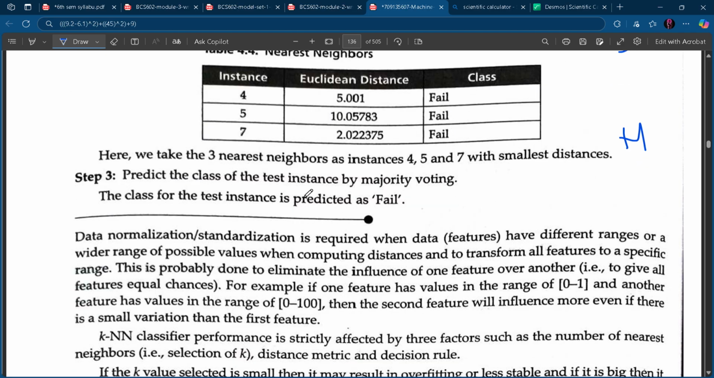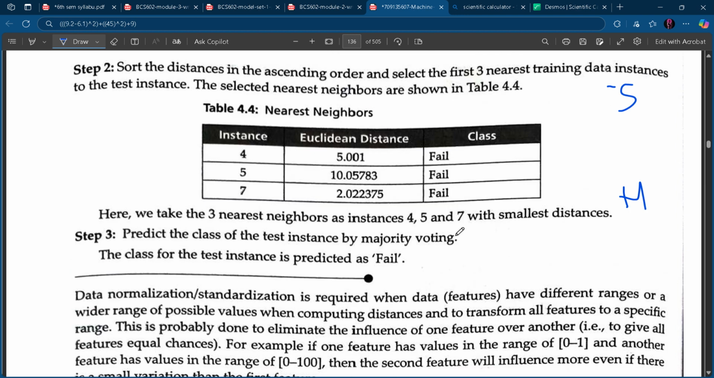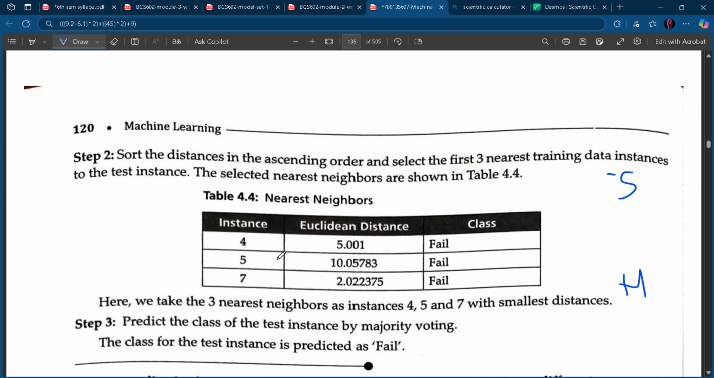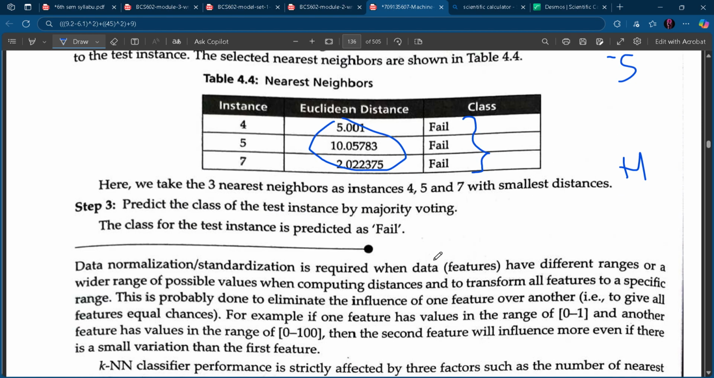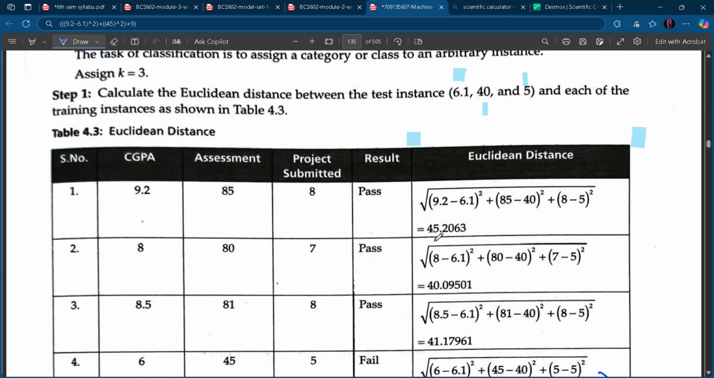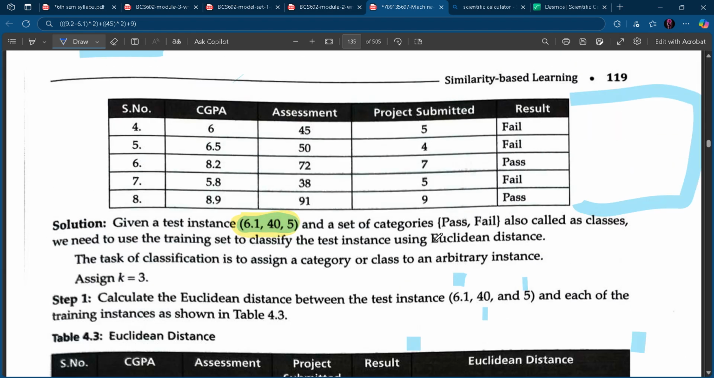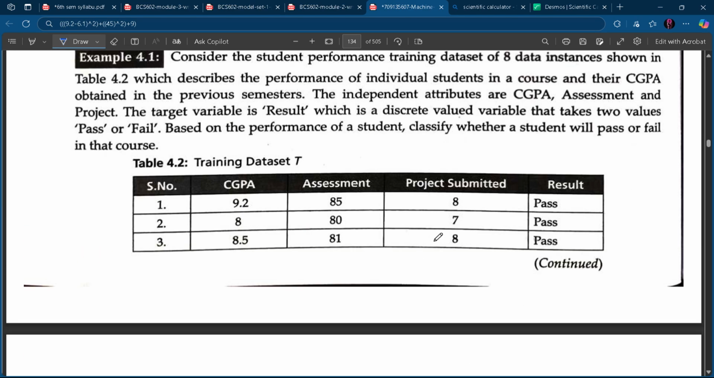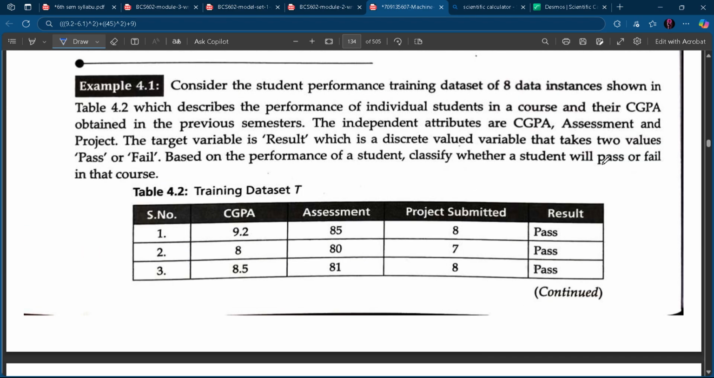Now we have to predict the class of the test by majority voting. Since you have got the Euclidean distances, just sort them and see the shortest three. Now you have to see the majority of the votes, whether pass is more or fail is more. Since fail is more, your answer is fail. The class of the test instance is predicted as fail. That's it. Nothing else is there. You might be shocked, only this much? They have simply classified whether a student will pass or fail in that course.